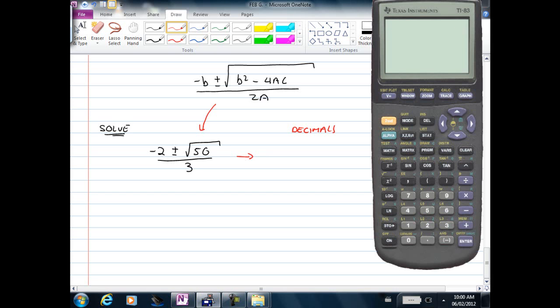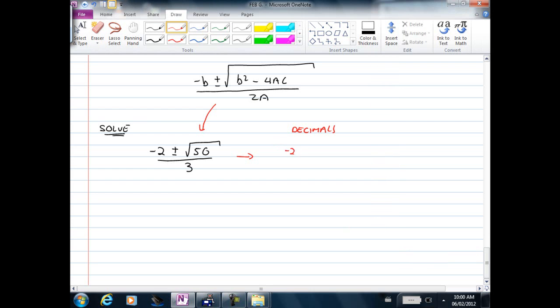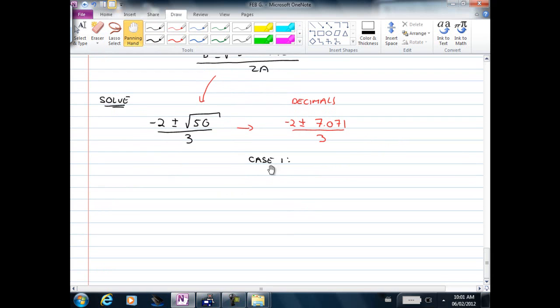Root 50, I'm going to use 7.071. So I'm going to have 2 cases. Actually, let's write this: -2 plus minus 7.071 over 3. When you get up to here, you know you have 2 cases. Take a minute, write down case 1, and write down case 2. I write down case 1 because it helps me distinguish which one I'm working with.